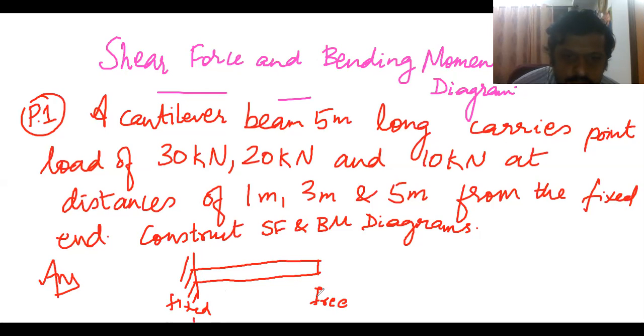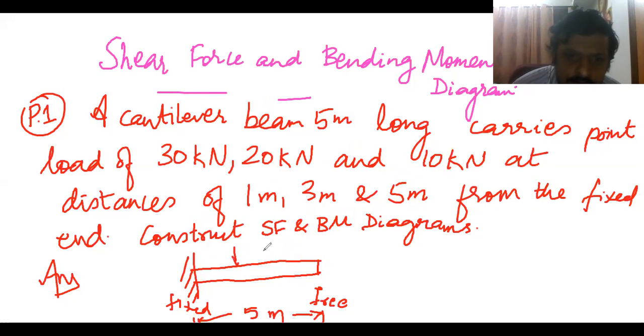The length is 5 meter. Carries a point load of 30 kilonewton, 20 kilonewton, and 10 kilonewton. 5 meter long, I have drawn that. 30 kilonewton, 20 kilonewton, 10 kilonewton at a distance of 1 meter, 3 meter, 5 meter from the fixed end. So at distance of 1 meter, 30 kilonewton is there. At distance of 3 meter from the fixed end, 20 kilonewton is there. At the free end, that is 5 meter, it is 10 kilonewton. Point load is acting. That's what the diagram is all about.